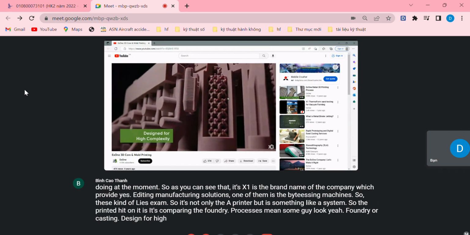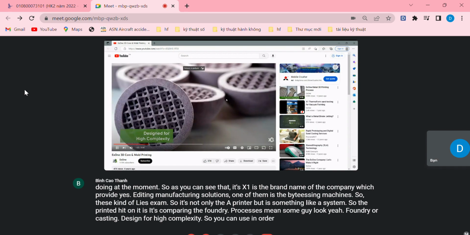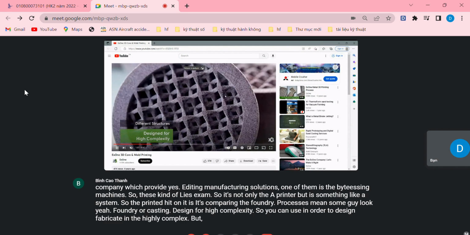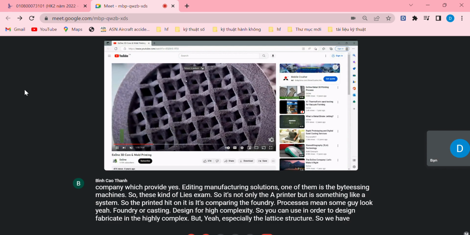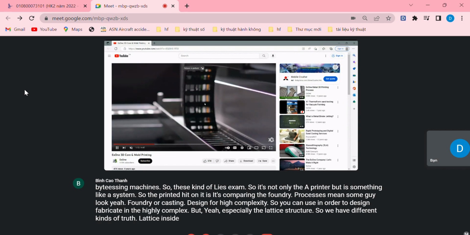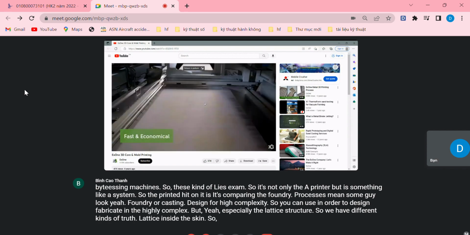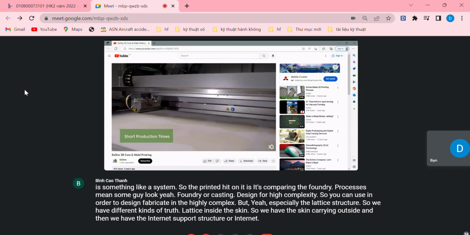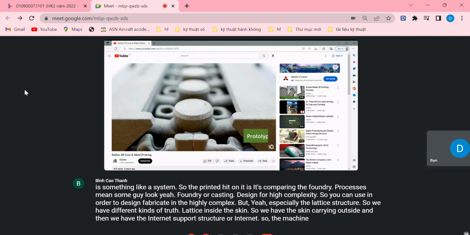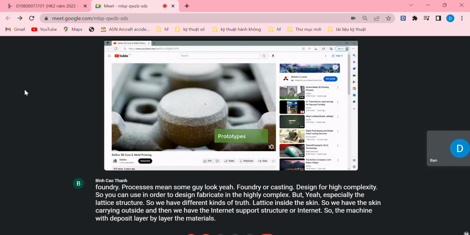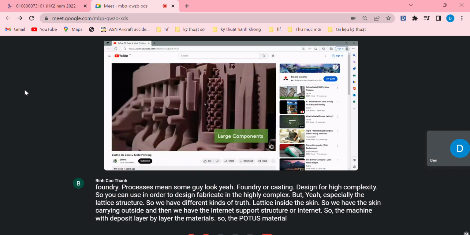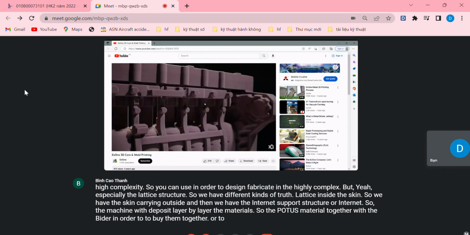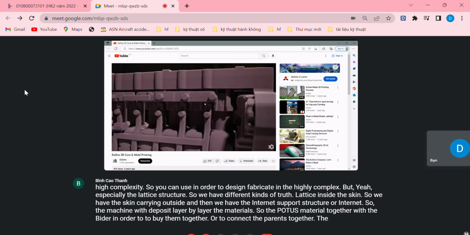Design for high complexity, so it can be used to design and fabricate highly complex parts, especially the lattice structure. So we have different kinds of strut lattice inside the skin. We have the skin outside, and then we have the internal support structure or internal lattice. So the machine will deposit the materials layer by layer, the powder material together with the binder in order to connect the powders together. The bonding process, actually.